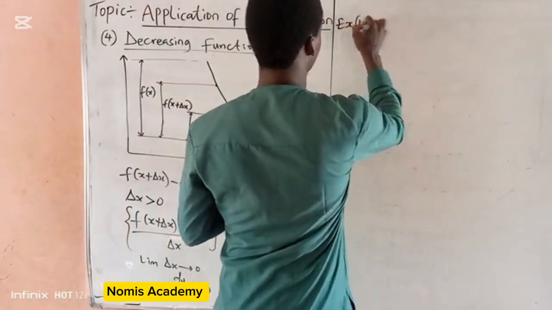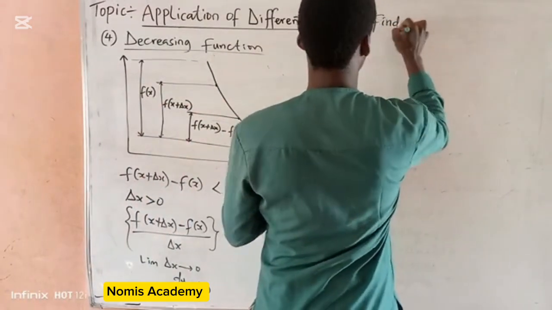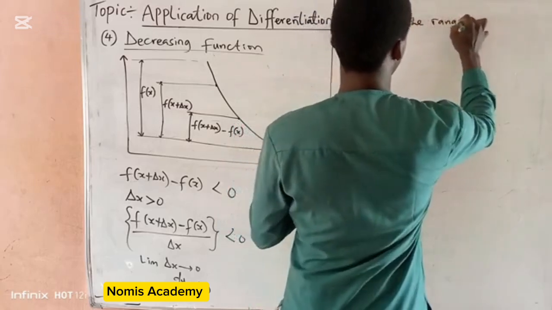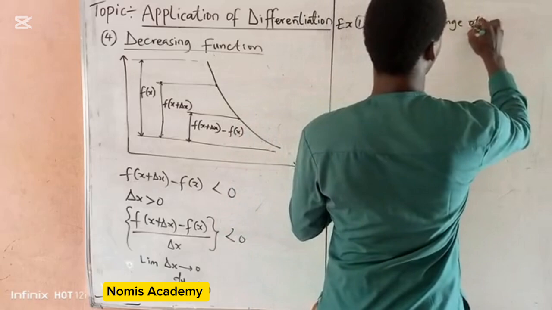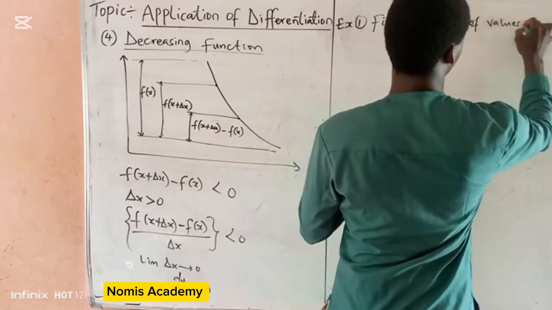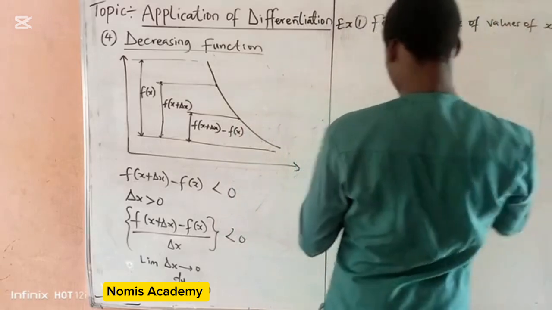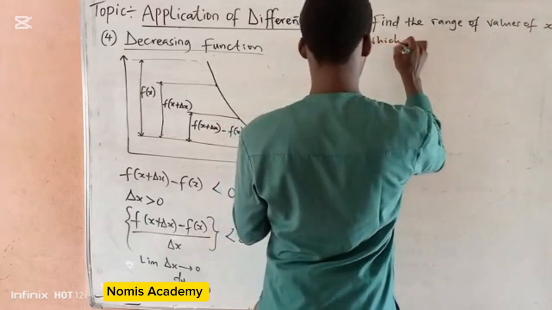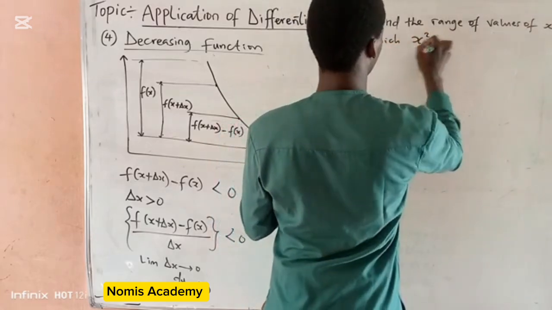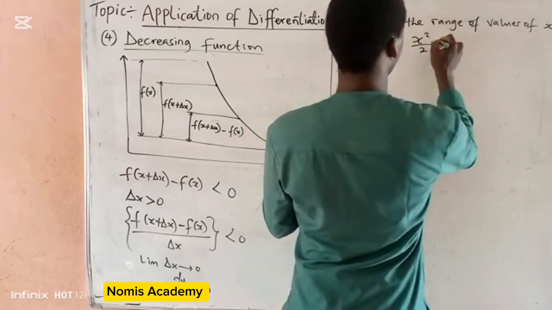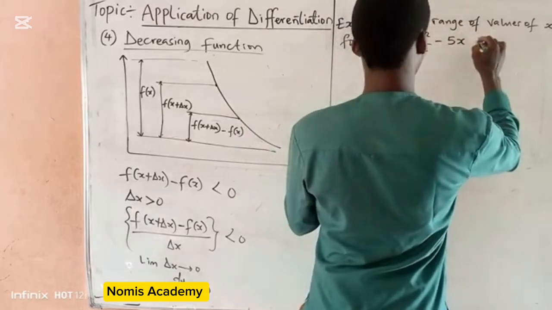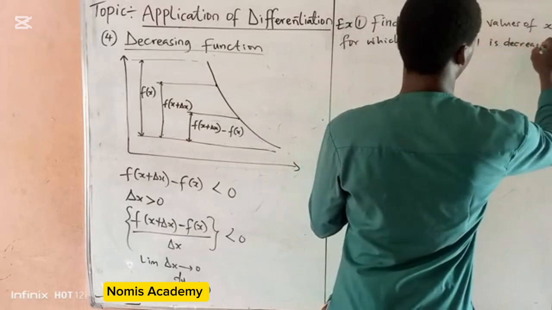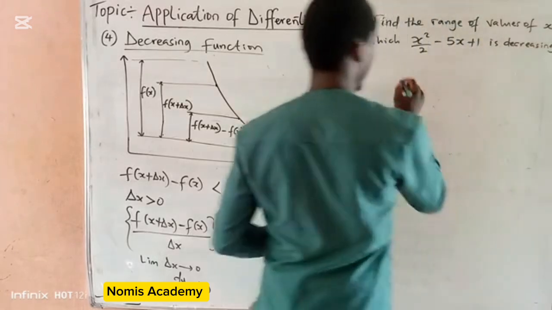Example 1. Find the range of values of x for which x squared over 2 minus 5x plus 1 is decreasing. Alright, solution.